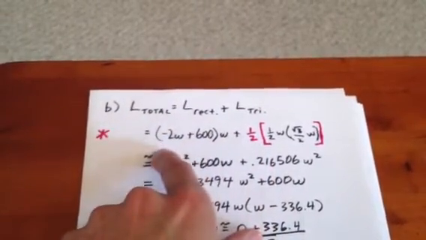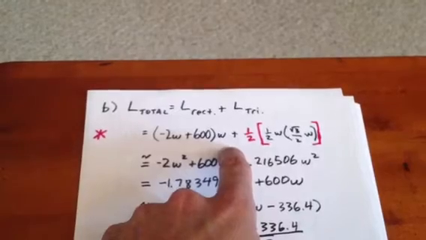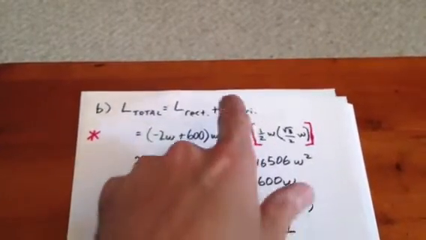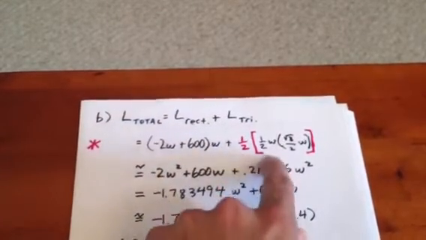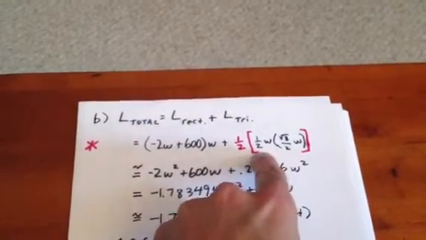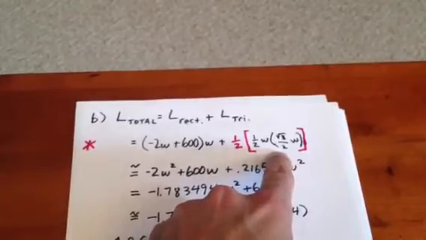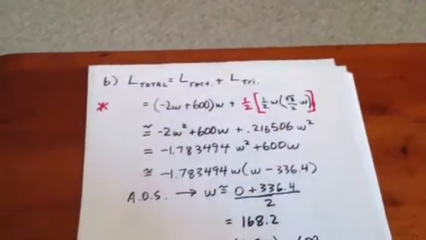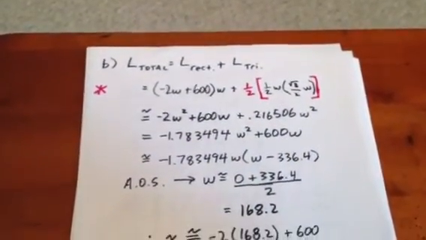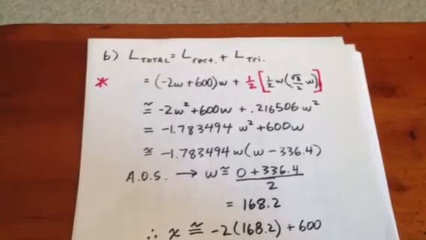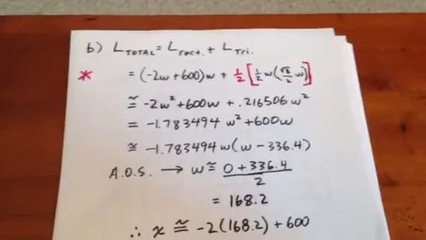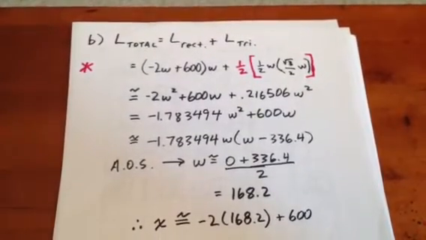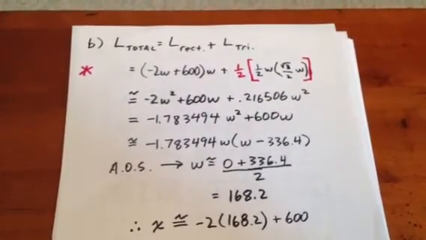So what we do is we keep the formula for area of the rectangle intact. We multiply the expression for the area of the triangle, which is right here in black, by 1/2 because only 1/2 the light is coming through. And then we begin rounding with decimals, and we get an expression that the light coming through in total is equal to approximately negative 1.783494w squared plus 600w.